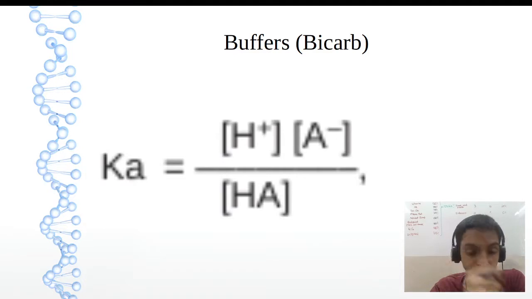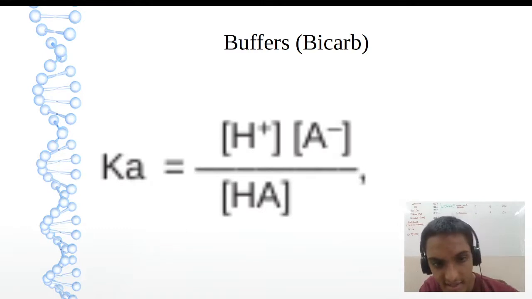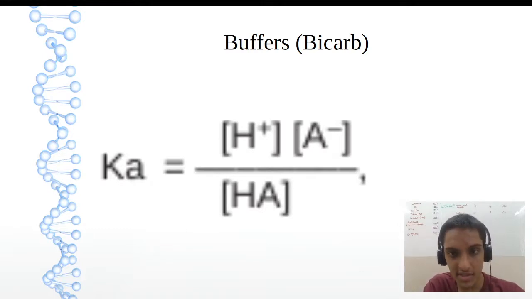It states that the ratio of the concentration of the products to that of the reactants is constant. That is, Ka is equal to H plus concentration into A minus divided by HA. So the constant here is Ka, that is acid dissociation constant. If it is a base, base dissociation constant. But Ka is what we will commonly use in this chapter.